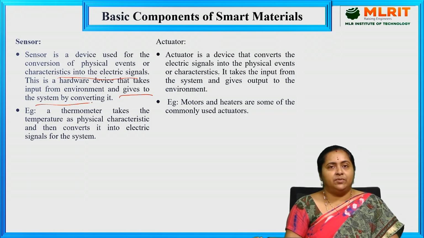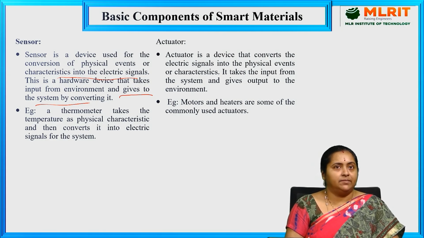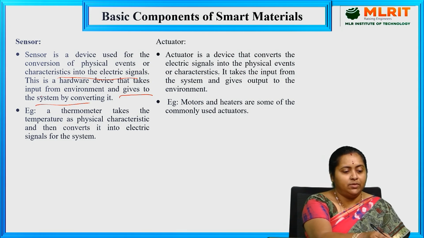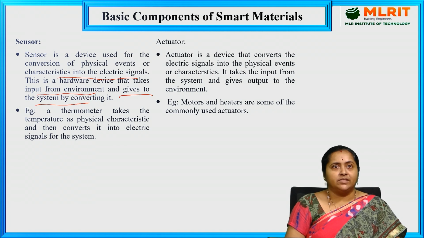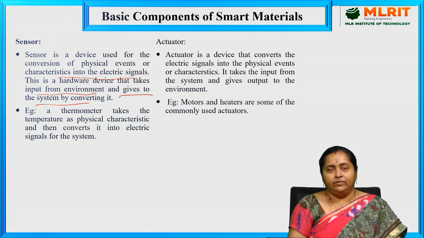For the case of smart materials, we have to consider two basic components. One is the system and the other is the environment. The system is nothing but the material itself, and the environment is nothing but the surroundings where that system is placed. In the case of a sensor, it is a kind of hardware device which is able to take input from the environment, say for example temperature or some other kind of sensors. Nowadays we make use of sensors under the heading of modern farming.